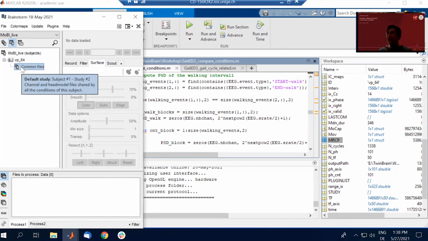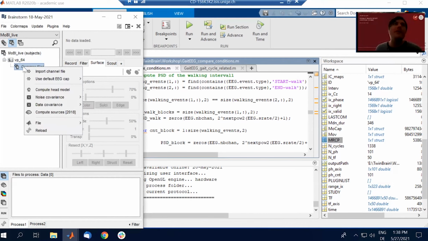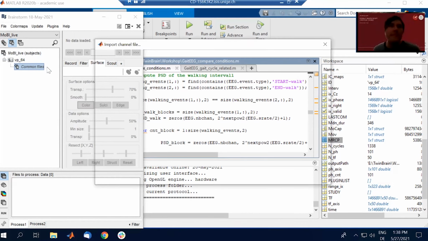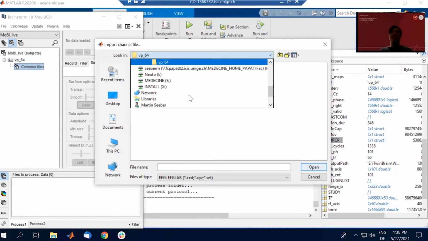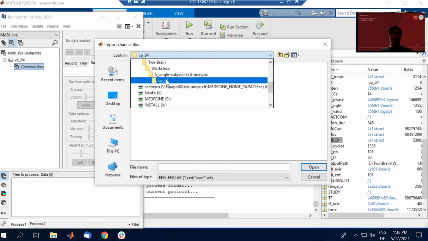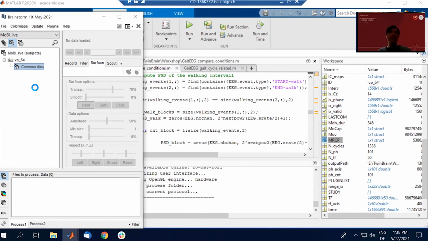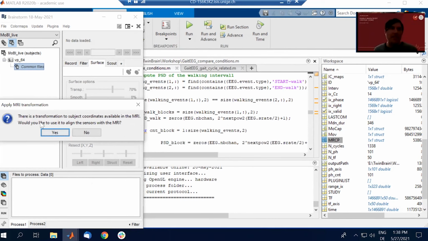What we want to have now is the channel locations. So we can just right click on these common files, import the channel file, and then we open this folder, meaning in my case, it's Twin Brain Workshop, folder 5, BP64. Then here is the pre-processed IC set you kindly provided me. You have to select the EEGLAB set, you just open it, and there's something loading, hopefully. It says there's a transformation.